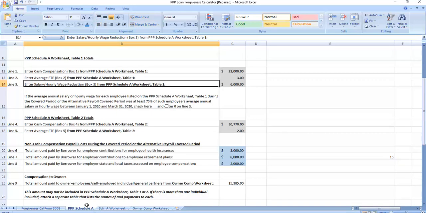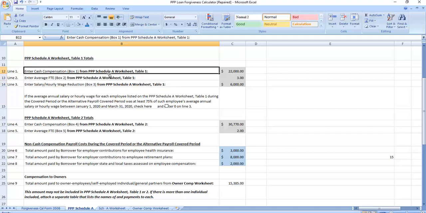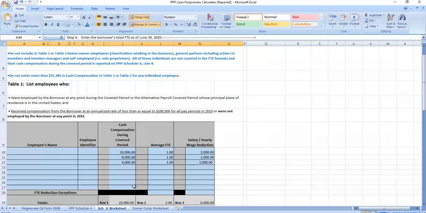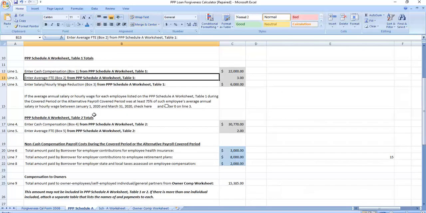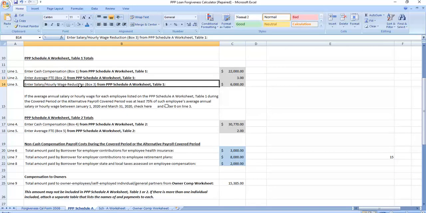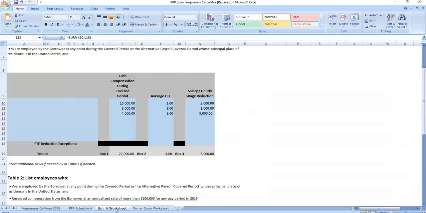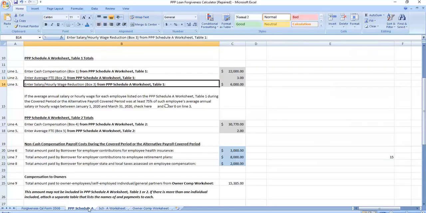Now let's move on to the Schedule A itself. We're looking at enter cash compensation, Schedule A worksheet table 1, and this is box 1. We did see there are 5 different boxes in the worksheet, and this is the average full-time employee from box 2, so that's coming from box 2 here. And then we have wage reduction from box 3, so wage reduction from box 3 here.